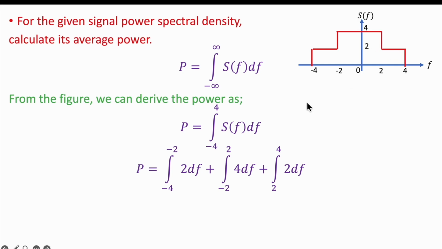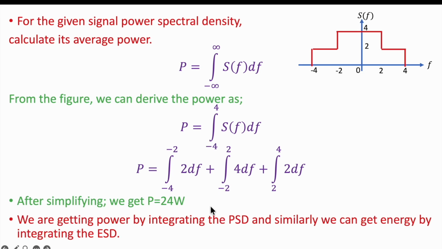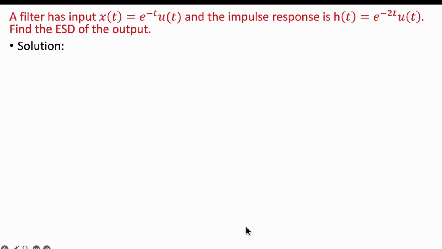So you can calculate the integral of each part. 2 is constant and its integral is 2f. If you insert the upper limit and the lower limit, and similarly do the same for the other parts, you can calculate the average power, which equals 24 watts. So we are getting the power by integrating the power spectral density, and similarly we can get energy by integrating the energy spectral density.